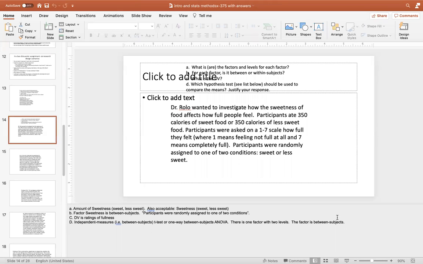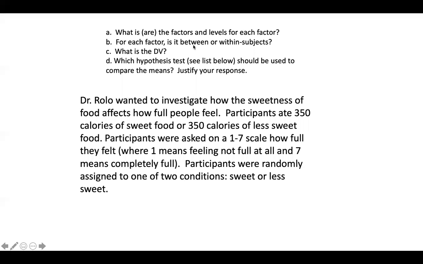Part A, let's make this bigger. Part A, what is or are the factors and the levels of each factor? I asked you to write that in APA format. For each factor, determine whether it's between or within subjects. What is the dependent variable? Part C. And lastly, determine the hypothesis test and justify your answer with some type of explanation.